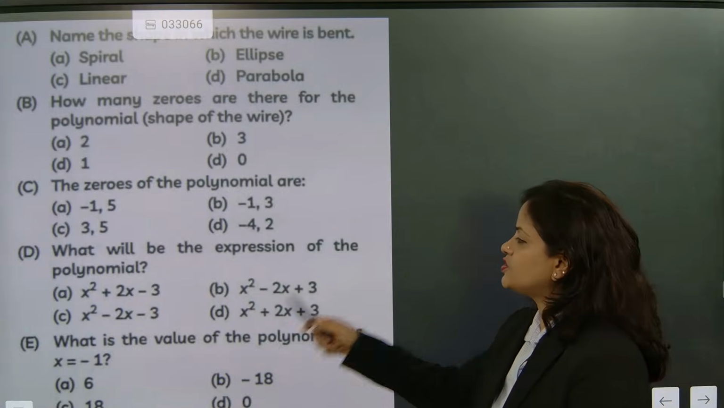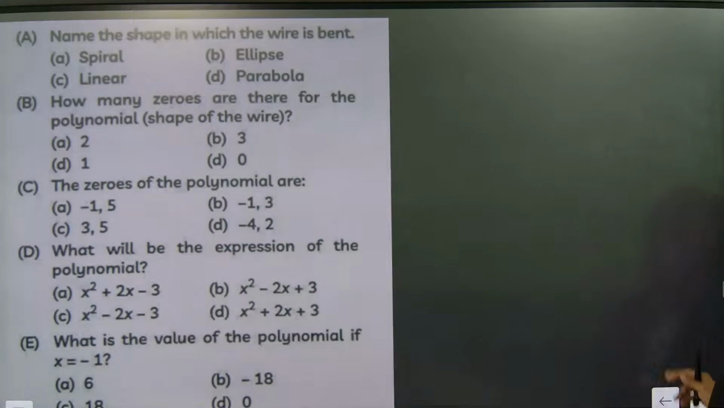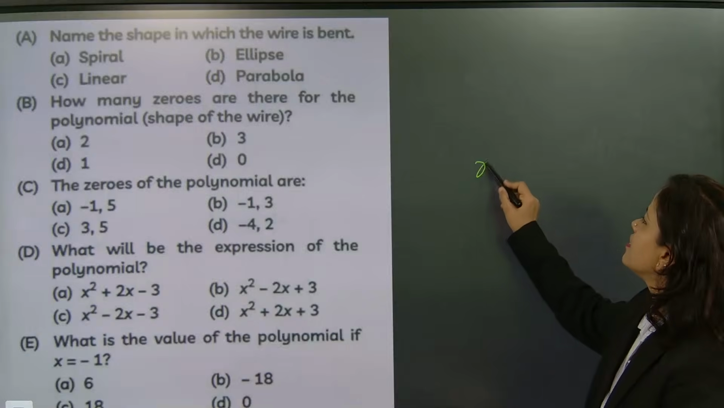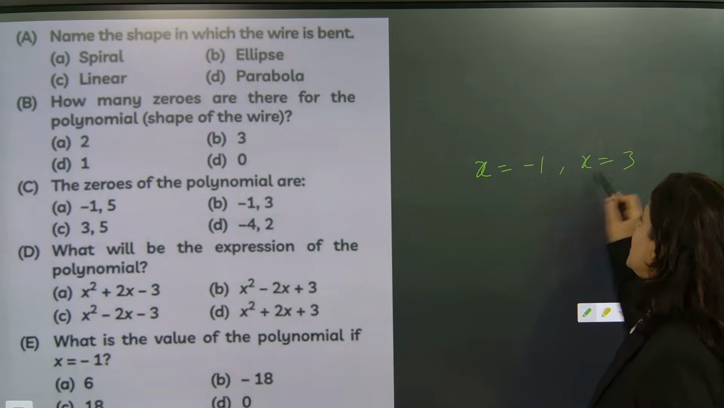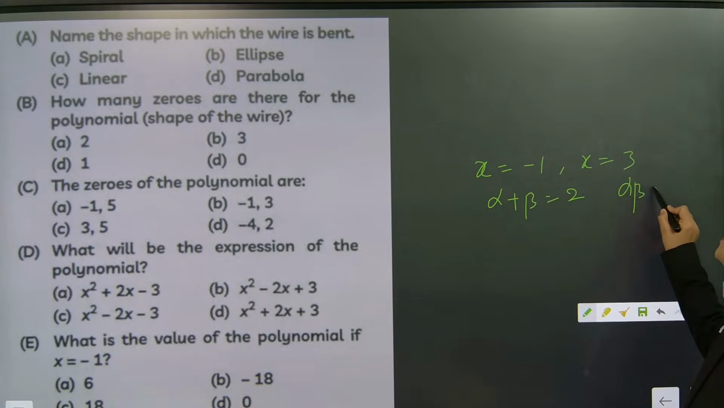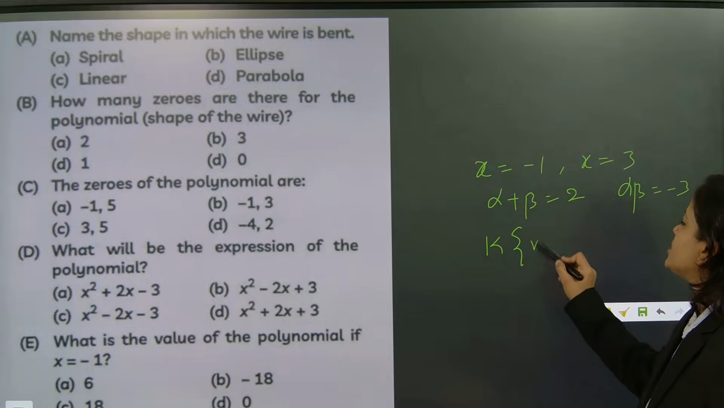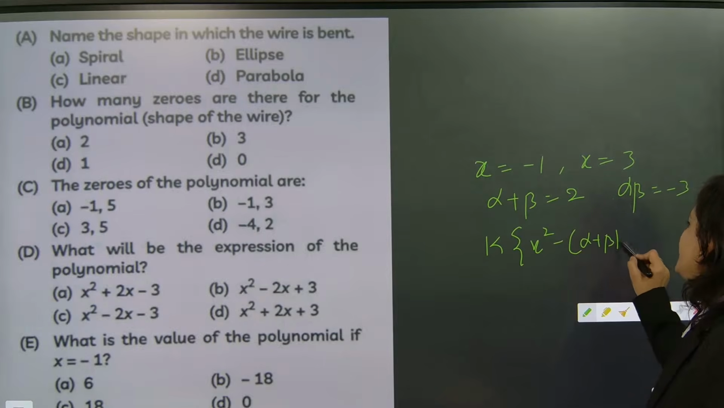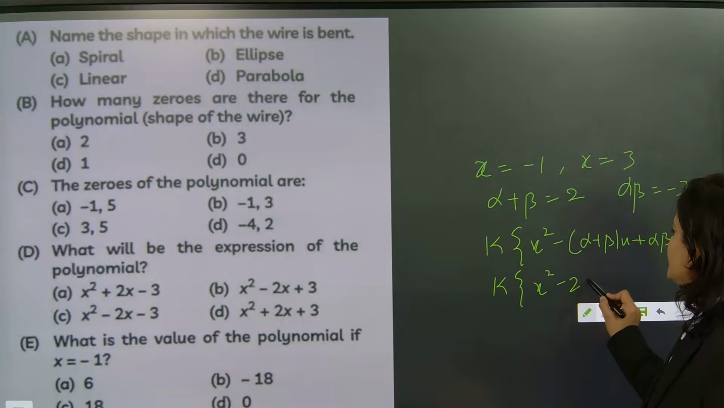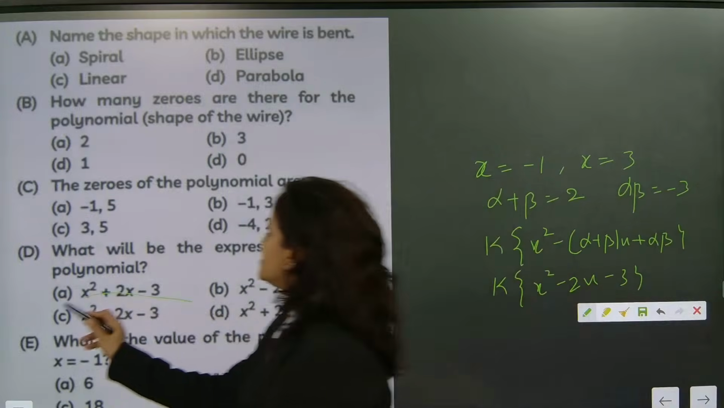See, what will be the expression of the polynomial? See, what values were there? Can you remind me one time? So what was the value of x? Minus 1. And the second one was 3. So alpha plus beta is equal to what, beta? 2. And alpha into beta is equal to minus 3. Got it? So here k times x squared minus (alpha plus beta)x plus alpha beta. So here k x squared minus 2x, and what is the next one, beta? Someone say. So which is the correct answer? C is the correct answer.